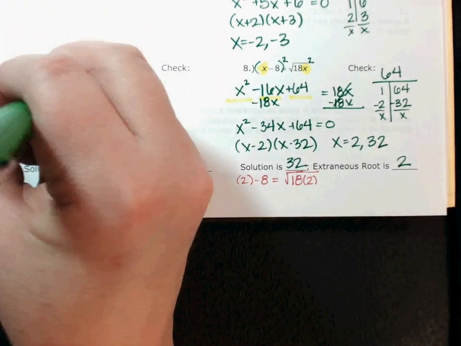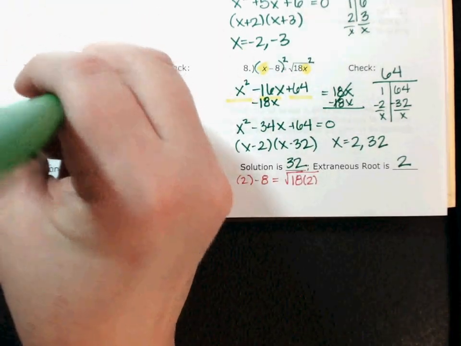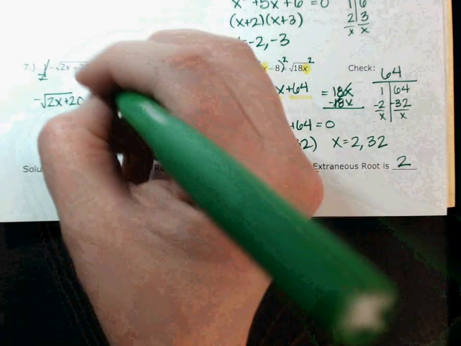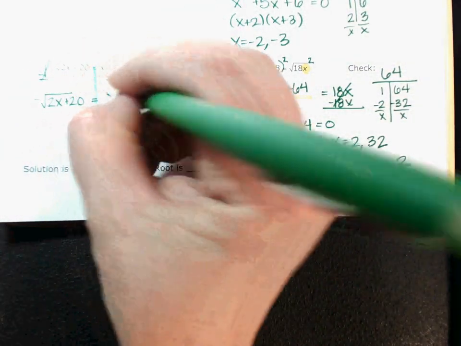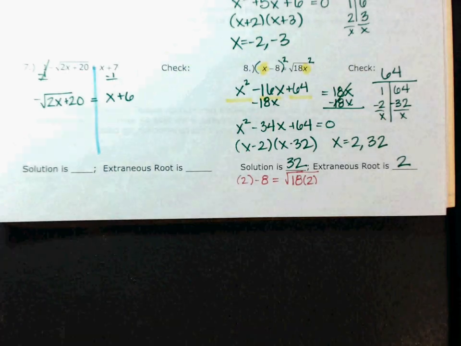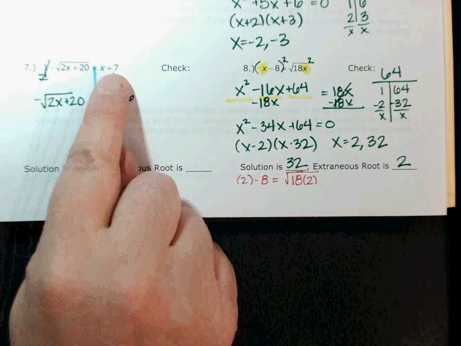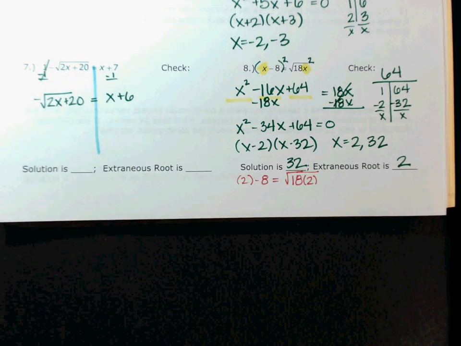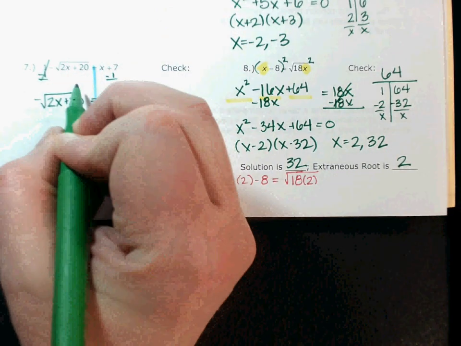Now I have negative square root 2x plus 20. And then on the other side, instead of an x plus 7, now it's an x plus 6. Now, why would that have to happen? Well, remember that part of your shortcut is cutting this in half. So if it was a 7, you wouldn't have been able to half that really anyway and get numbers that you'd be able to t-chart. Okay? Then from here, we're going to square both sides.